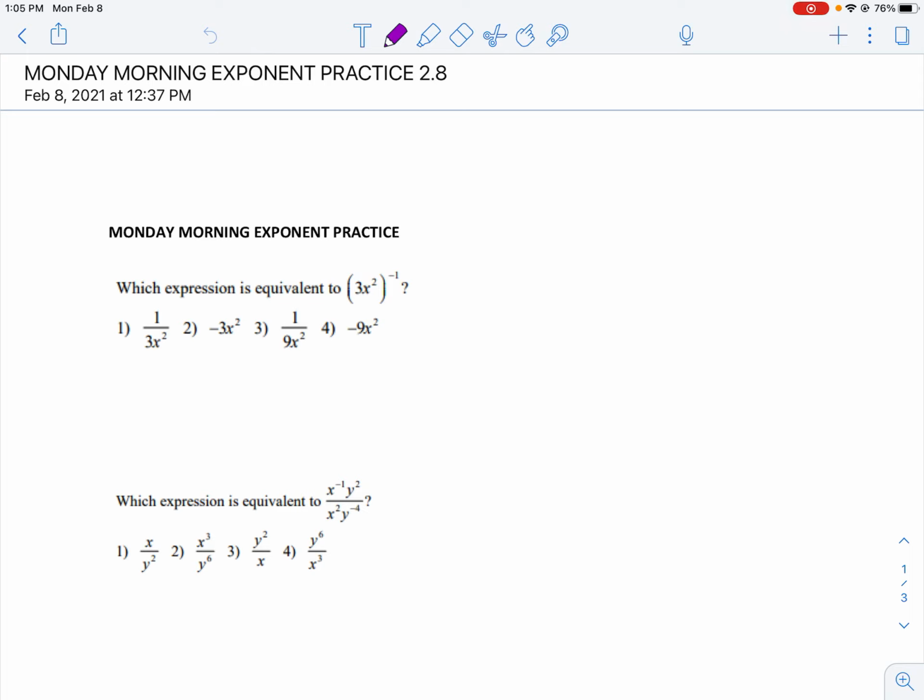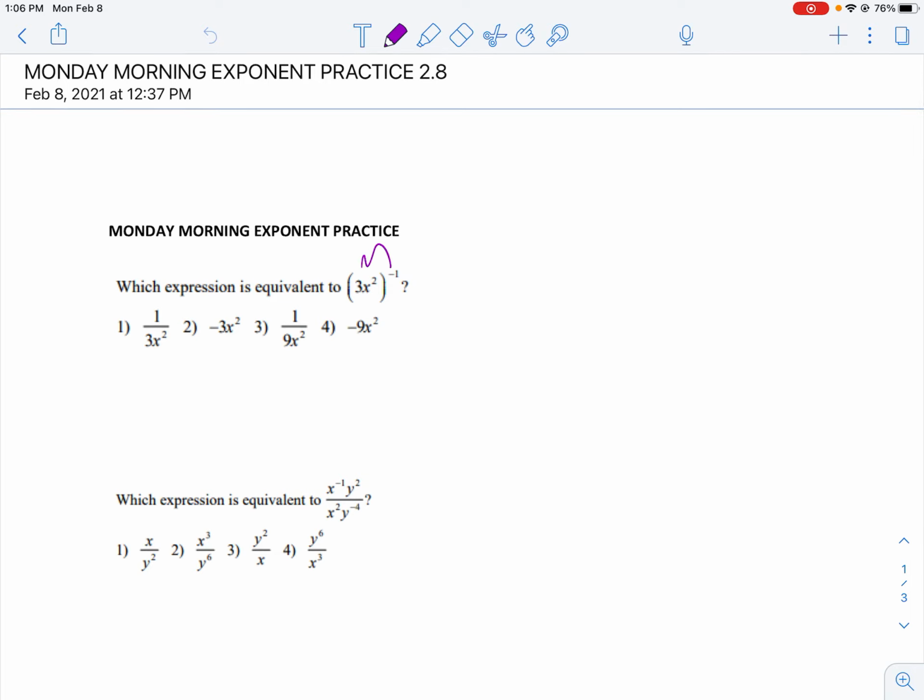So using our exponent rules, which expression is equivalent to this one? Well, take your negative 1 and distribute it through there, so we have 3 to the negative 1, x to the negative 2. And how are those things written? Well, 1 over 3 times 1 over x squared, which is equal to 1 over 3x squared. That's one way you could think about it.